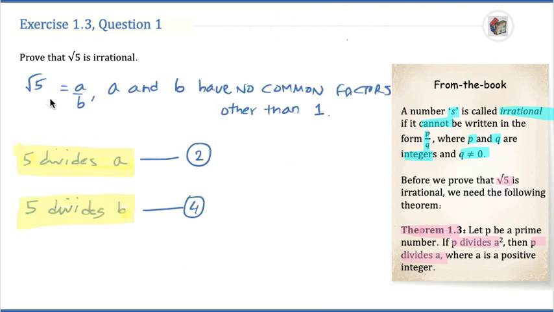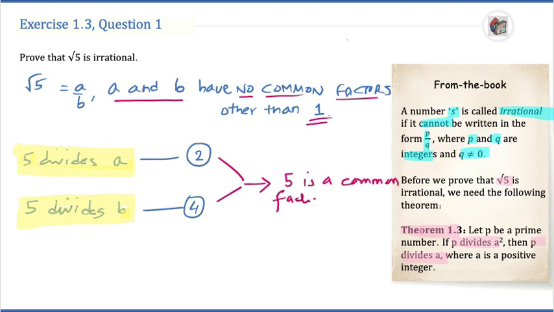There you go. We started with this, remember, you had square root of 5 is equal to a over b in the simplest form where a and b have no common factors other than 1. This is what we had taken a and b to be. Now when you look at 2 and 4 together, it says 5 divides a also and 5 divides b also. Doesn't 5 then become a common factor of a and b? So 5 is a common factor of a and b according to 2 and 4. But that is impossible because they have no common factors other than 1.